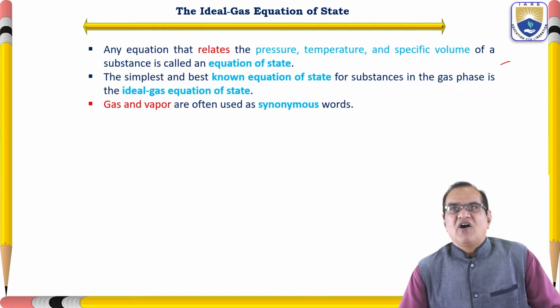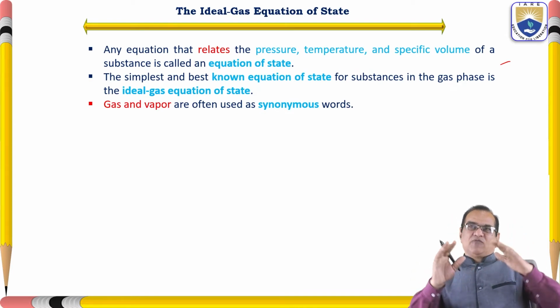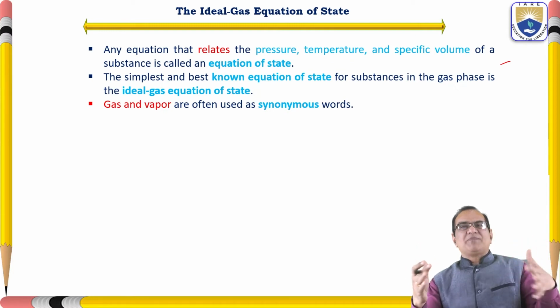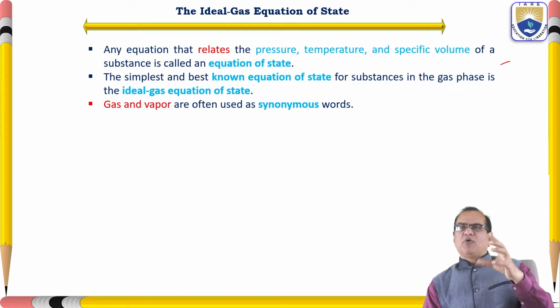Gas and vapor are often used as synonymous words. So whether it is vapor or gas, both are the same. If it is water and water is heated, we normally say it is vapor. But for air and others, we don't say vapor. We say gas: nitrogen, carbon dioxide, oxygen. But once we evaporate water, it becomes vapor, but both are the same. We have to consider them synonyms, and both can be used interchangeably.